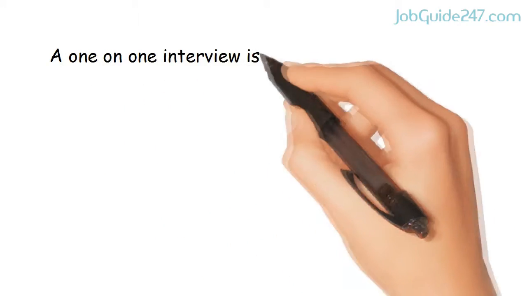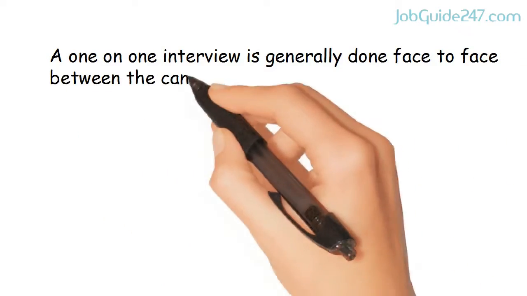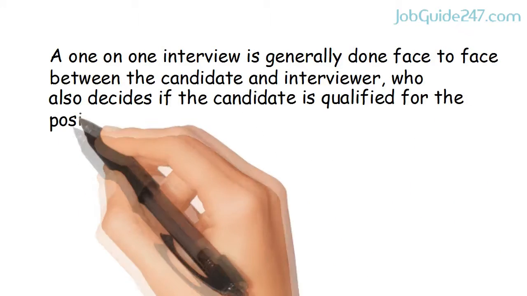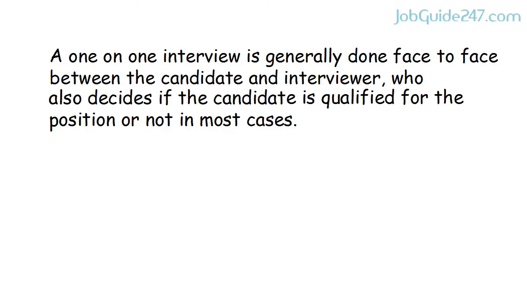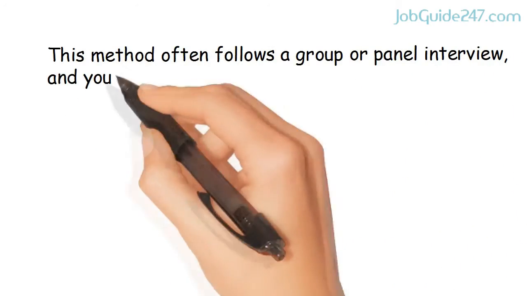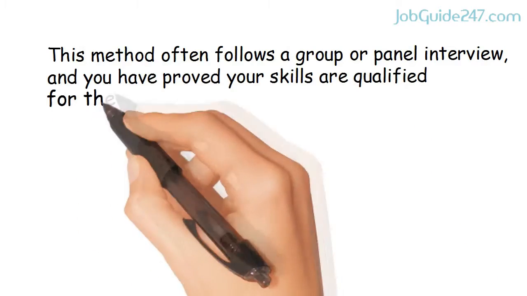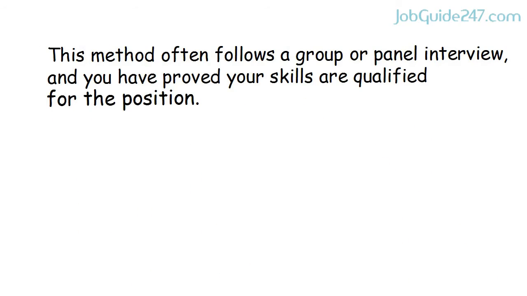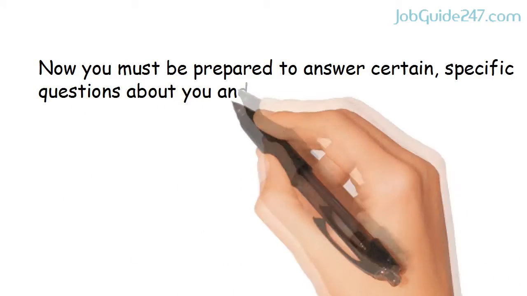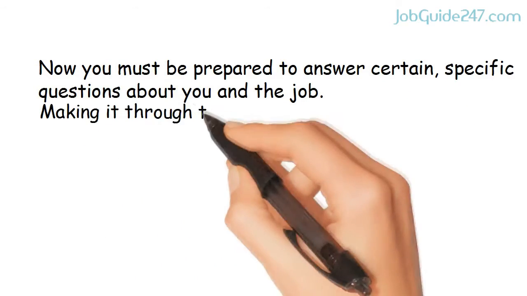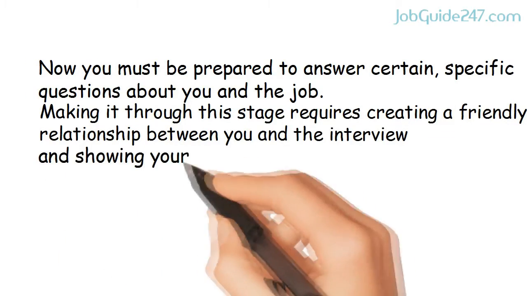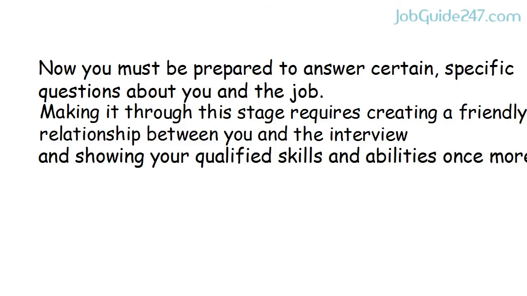A one-on-one interview is generally done face-to-face between the candidate and interviewer, who also decides if the candidate is qualified for the position or not in most cases. This method often follows a group or panel interview, and you have proved your skills are qualified for the position. Now you must be prepared to answer certain specific questions about you and the job. Making it through this stage requires creating a friendly relationship between you and the interviewer, and showing your qualified skills and abilities once more.